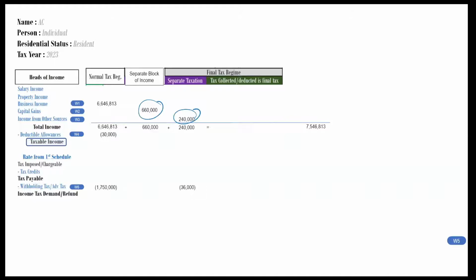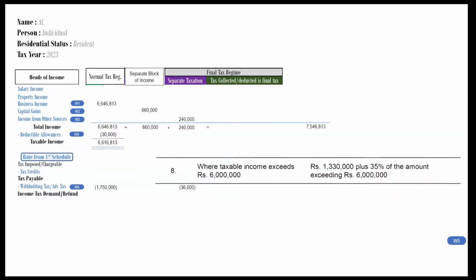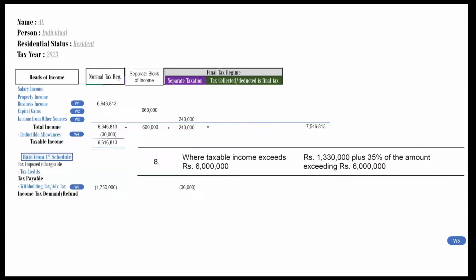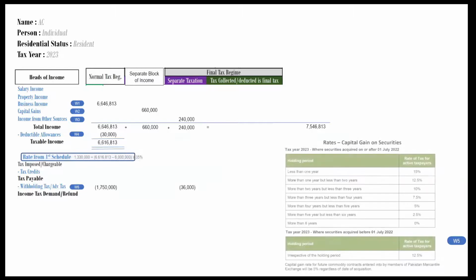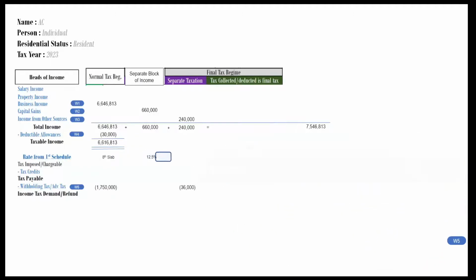After deducting deductible allowance, we get to taxable income, which comes to rupees 6,616,813. Now we need a rate of tax. Tax rates are always given in exam, so no need to memorize it. 8th slab is applicable here. Use it to make tax calculations. Tax rates on capital gains will be 12.5%. We will use it to work out tax imposed. Tax rate for dividend is 15%. Using these rates, work out tax imposed.